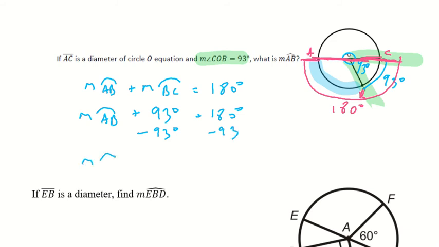And the measure of arc AB is 87 degrees.